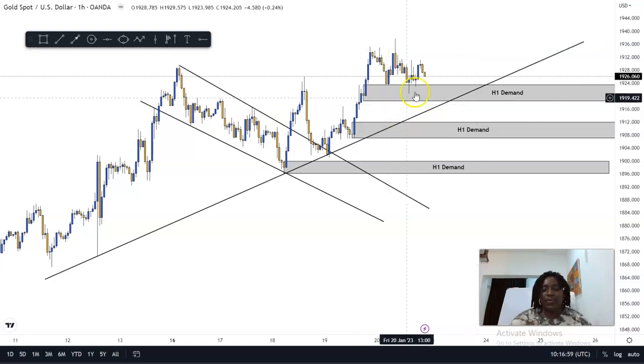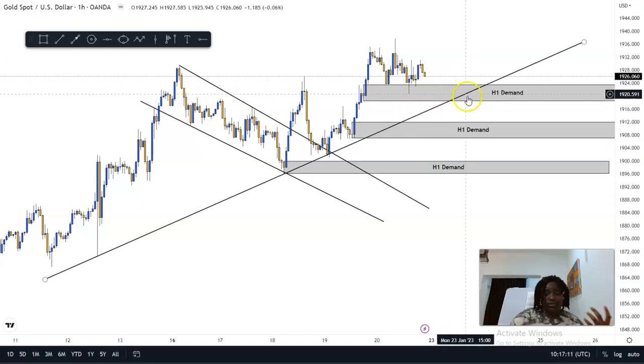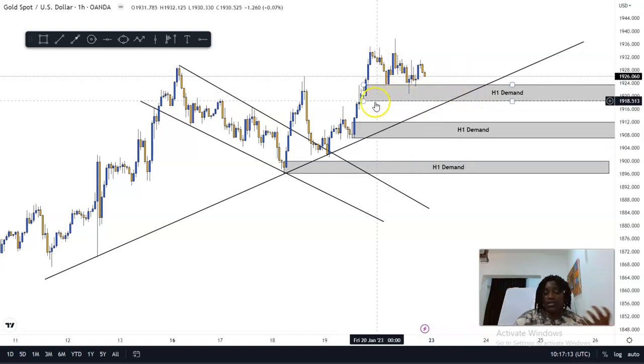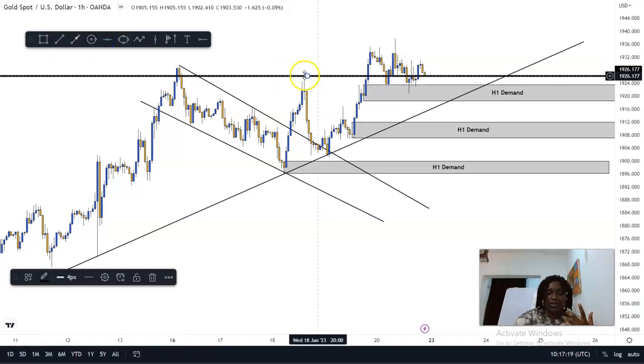All right. So I have identified 3 H1 demand zones on this chart. So these zones mean price could literally just come test this area and reverse. Now, this very first zone is a very great opportunity for a reversal. It looks like a very key and important zone because from my last analysis, I identified this area here as a key zone as well, right?